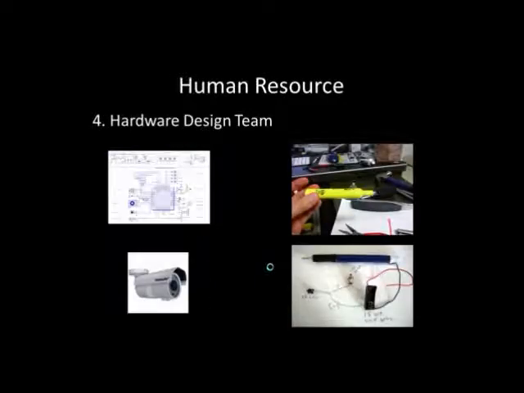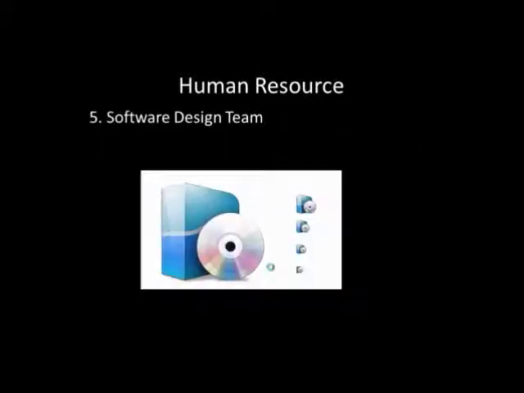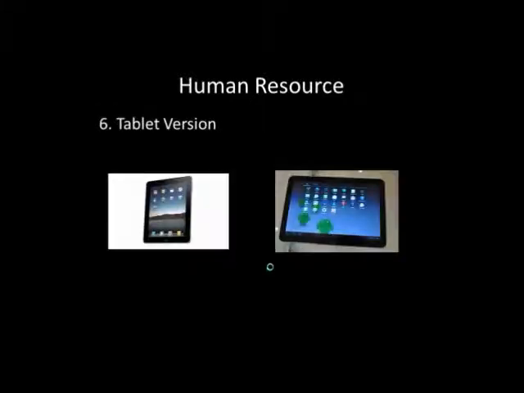The human resource has 4 categories: the hardware design team, which will design the hardware to make it compatible with the current system, and the software design team, which makes the software, the Tocco framework itself. The tablet version: we believe that if students can draw things themselves and see for themselves what a particular scenario will depict, they will have better learning and the experience will be better many folds. So we do want a tablet version for Tocco.